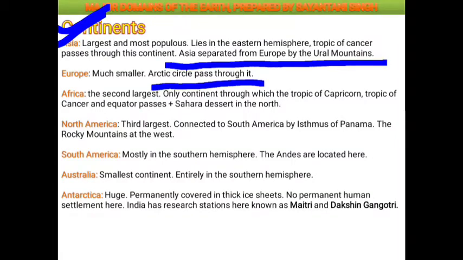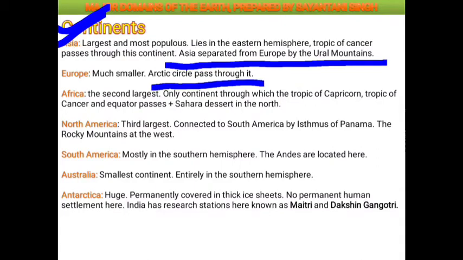And after Africa, it is North America. North America is the third largest continent. It is connected to South America by the Panama, and the Rocky Mountains are situated here at the west.